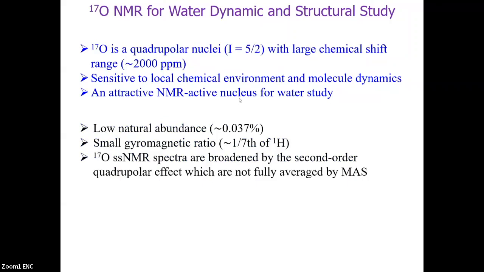However, it does come with some drawbacks. The low natural abundance and small gyromagnetic ratio make it a very insensitive nucleus. Additionally, the second-order quadrupolar effect, which is not fully averaged by magic angle spinning, can broaden the solid-state NMR spectra and also result in undesired line shape.